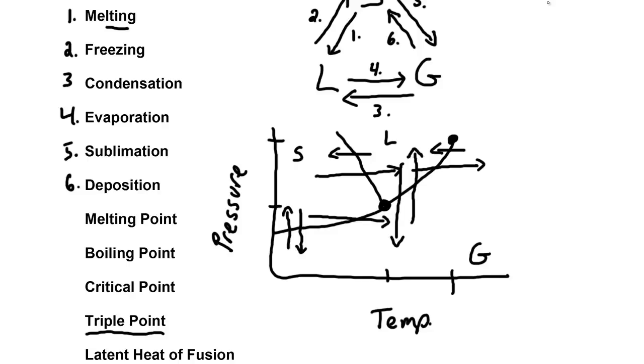So just to clarify, once our temperature is beyond the critical temperature and our pressure is above the critical pressure, you cannot tell the difference between the gas state and the liquid state. This is called a supercritical fluid. So this is the critical point, and this is the triple point.